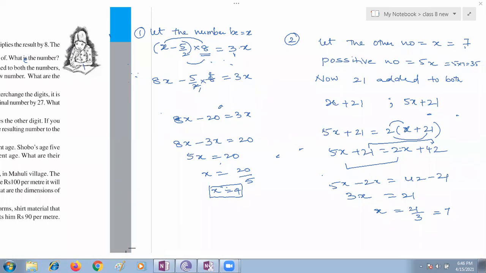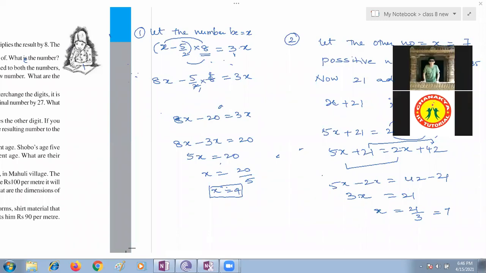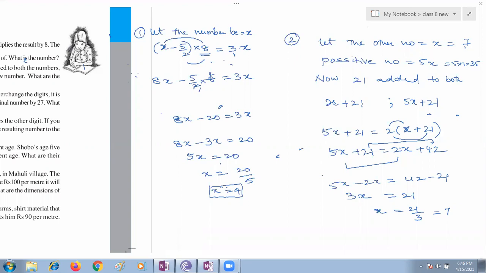Then again you are going to apply the transposing technique. All variables you take to one side and on the other side you take numbers. So 5x minus 2x is equal to 42 minus 21. 5x minus 2x is 3x, which is equal to 42 minus 21, which is 21. So 3x is equal to 21. x is equal to 21 divided by 3. The value of 21 by 3 is 7.